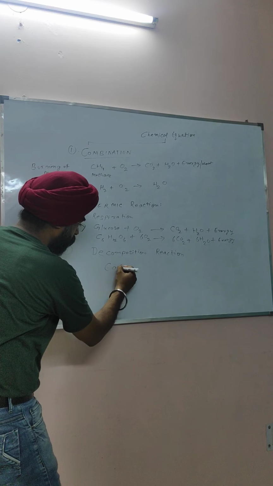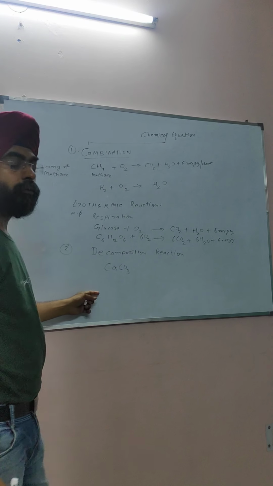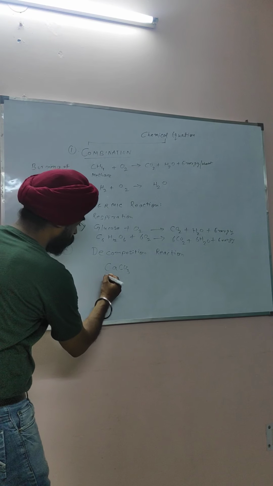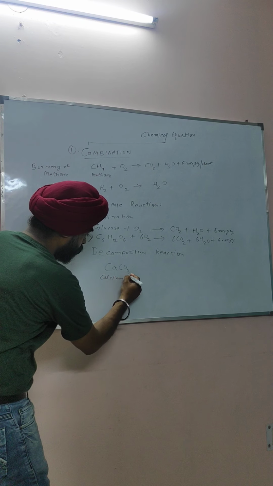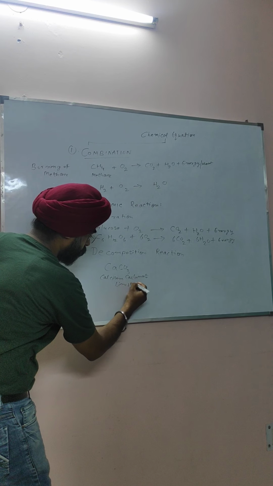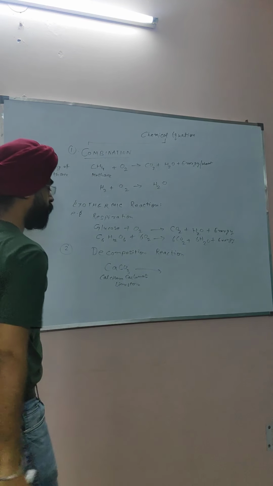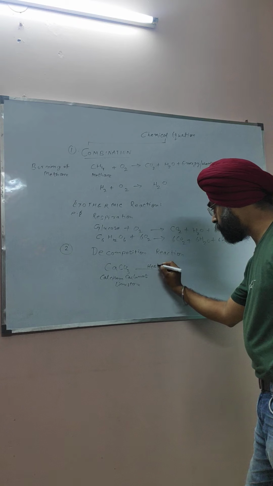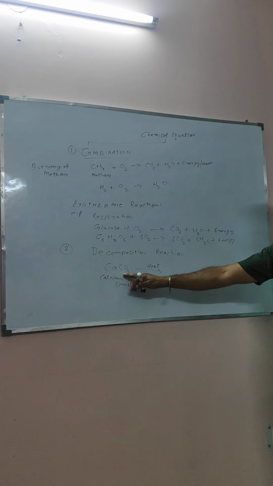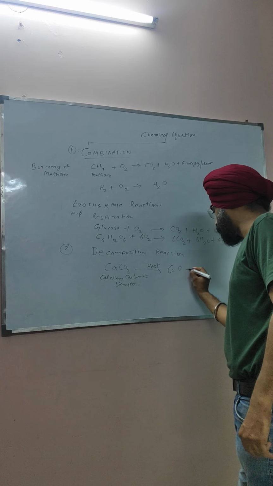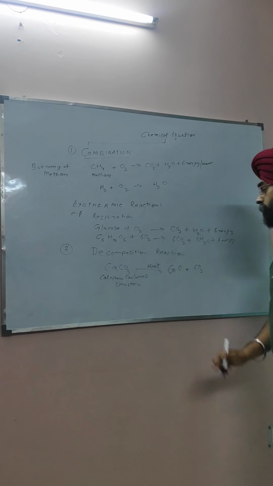The example is calcium carbonate, CaCO3, also known as limestone or marble. It gets decomposed in the presence of heat. Heat is required to decompose the calcium carbonate. When limestone is heated, it forms calcium oxide plus CO2 gas.